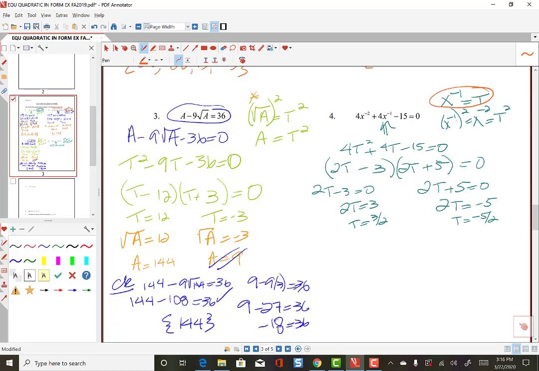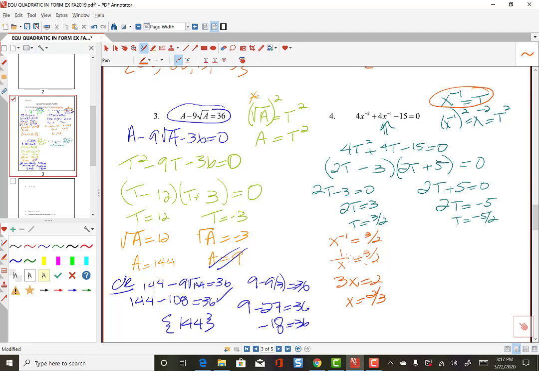Okay, so I could say that x to the negative 1 power is equal to 3 halves. Now, let's remember our rules of exponents. X to the negative 1 power is the same as 1 over x, so that means 1 over x is 3 halves. If we wanted to do a little cross multiplication, I would have 3x is equal to 2, or that x is equal to 2/3.